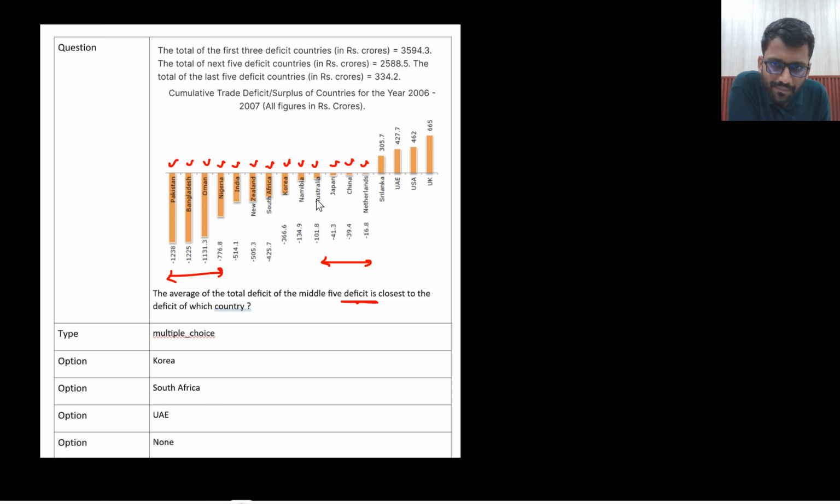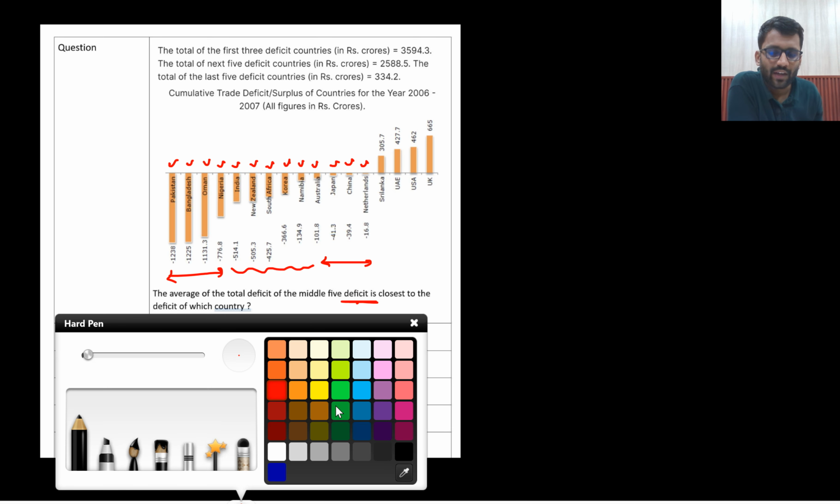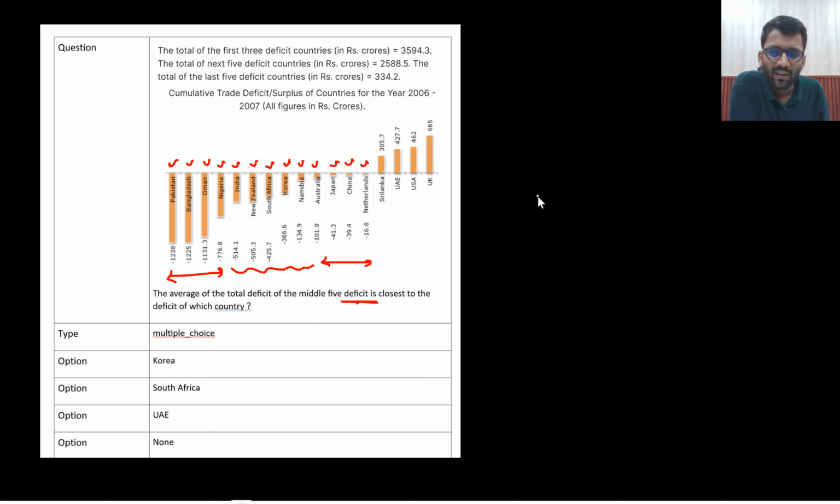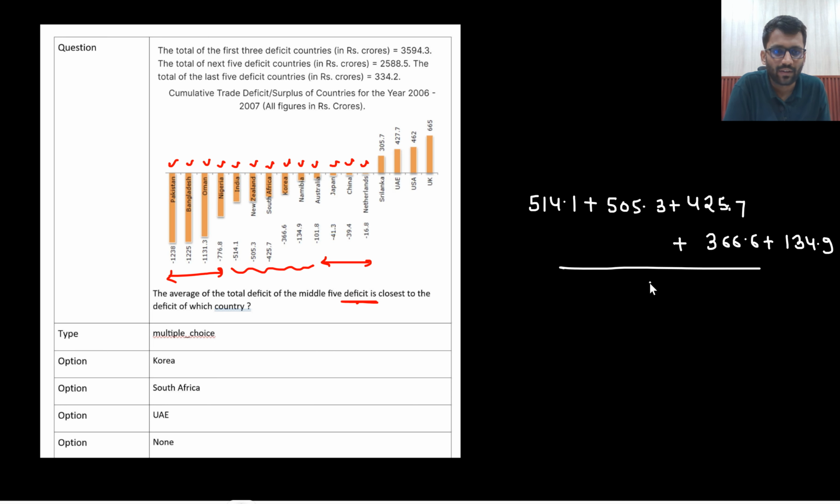till Australia. Okay, now you need to take the average of these 5. So this is what you need to do. So average of these 5, what would that be? 514.1 plus 505.3 plus 425.7 plus 366.6 plus 134.9 divided by 5, and that will come nearly around Korea. Okay, that will come nearly around Korea.